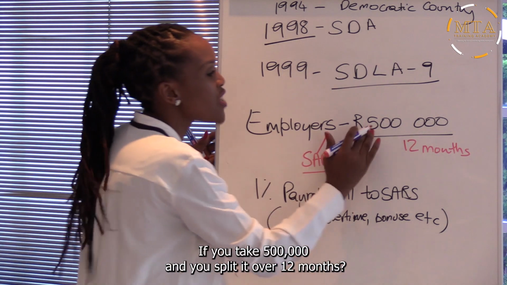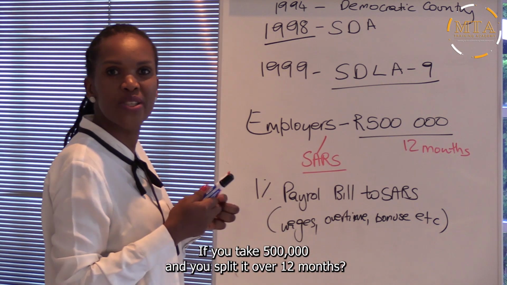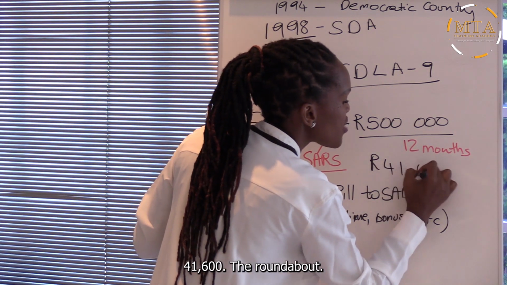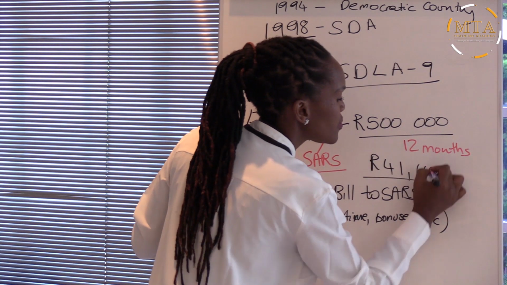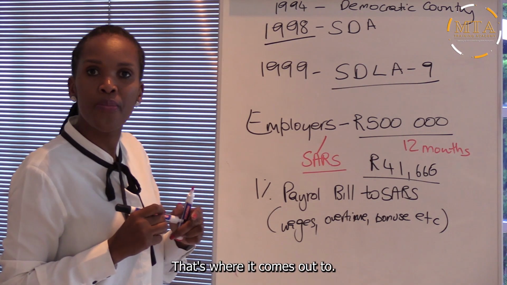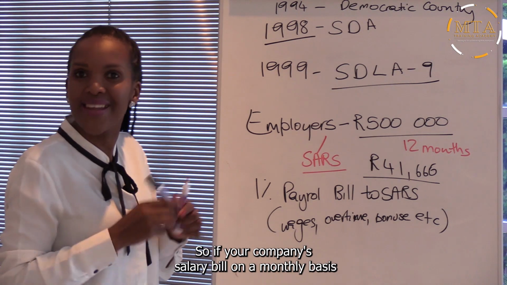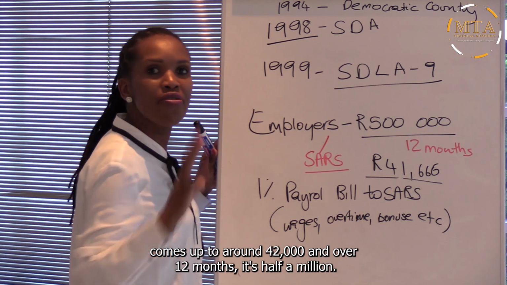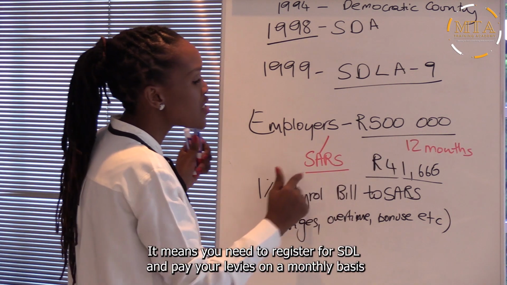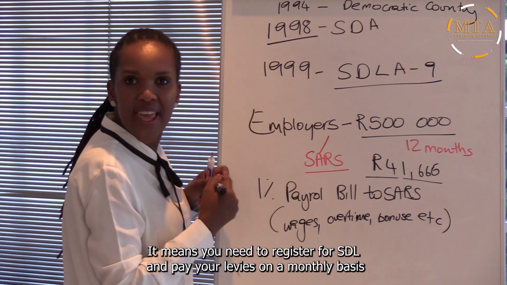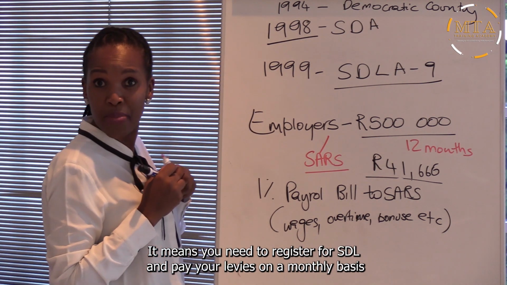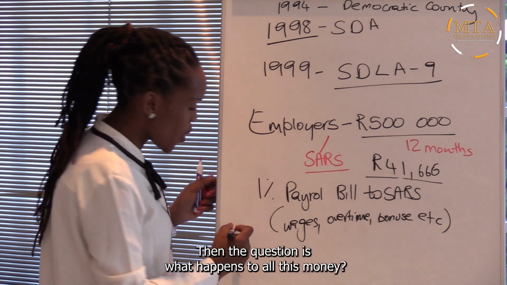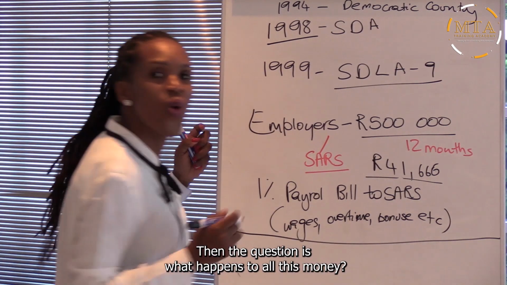What does this mean? If you take 500,000 and you split it over 12 months, we're talking around 41,600 roundabout. That's where it comes out to. So if your company's salary bill on a monthly basis comes up to around 42,000 and over 12 months it's 500,000, it means you need to register for SDL and pay your levies on a monthly basis to SARS, 1% of your payroll bill. Then the question is, what happens to all this money?